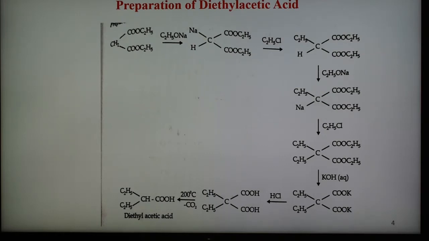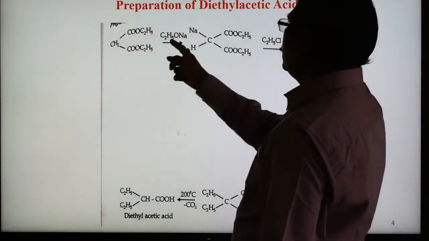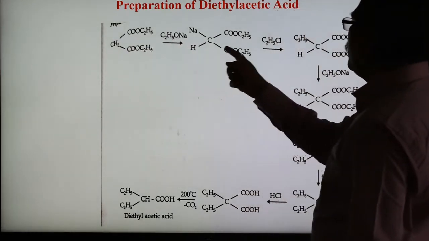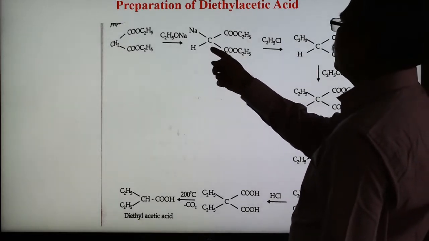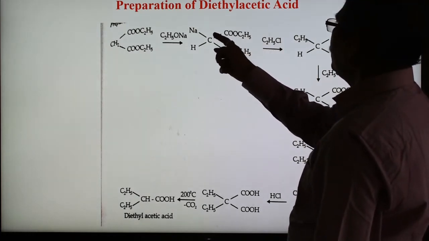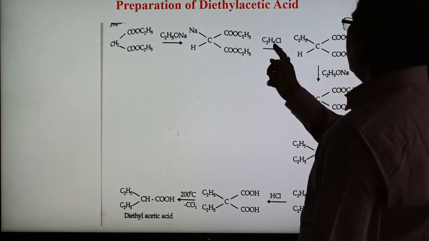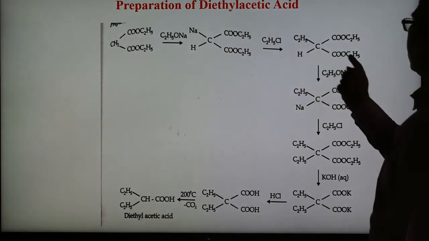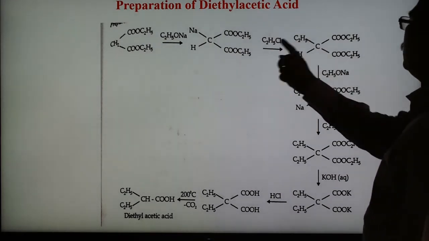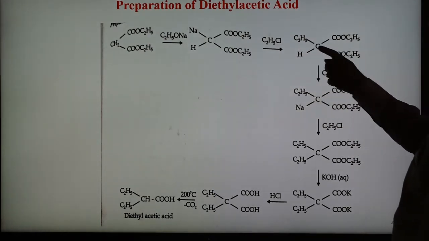Another compound is the preparation of diethyl acetic acid. Diethyl means 2 ethyl groups we have to introduce at the alkylation stage. So in this case this is the malonic ester, CH2(COOC2H5)2. Sodium ethoxide reacts and forms this compound, the negative ion. So one hydrogen is replaced, and in this way alkylation, ethyl chloride reacts and forms this type of compound, and this ethyl group comes here and sodium chloride is replaced.